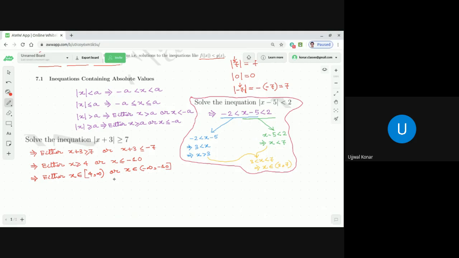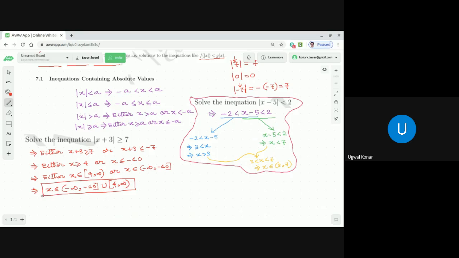Now what does or represent? If you follow my video lectures on sets, you will notice what or represents. Can someone please tell me what or is represented by? Union. Correct, absolutely correct. Or is represented by union. So x belongs to minus infinity to minus 10, union, sorry, 10 should be a closed interval, union 4 to infinity. This is the solution set.